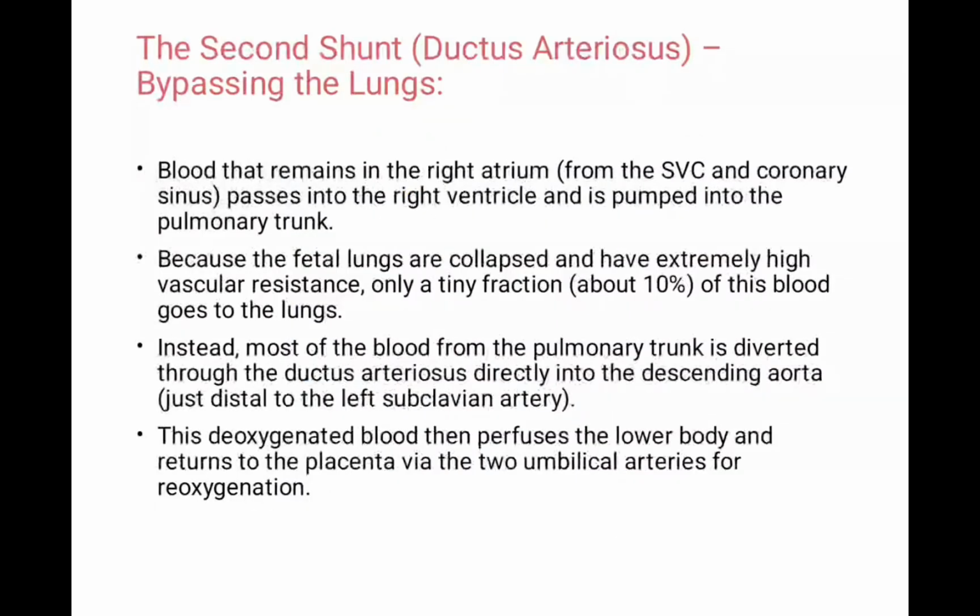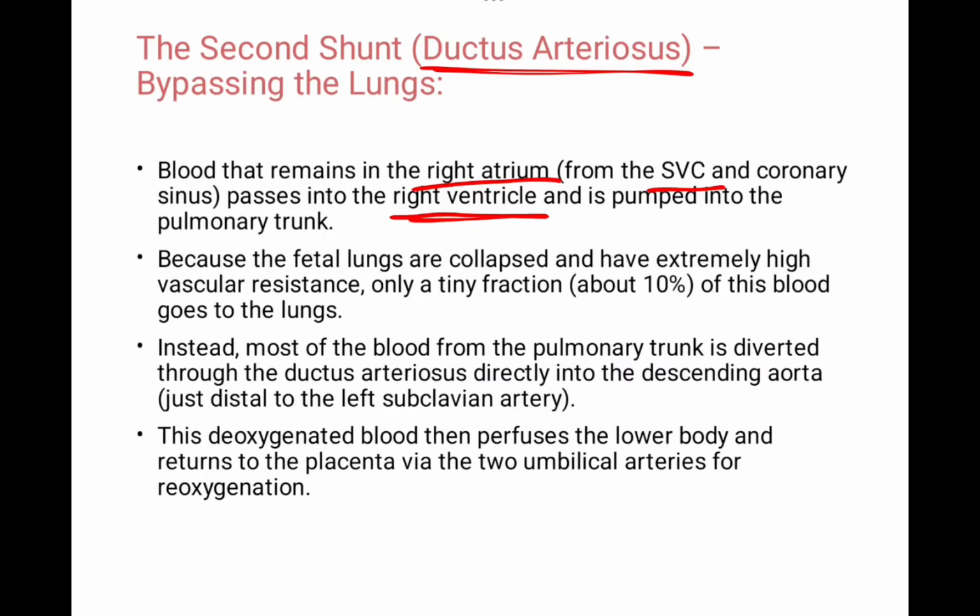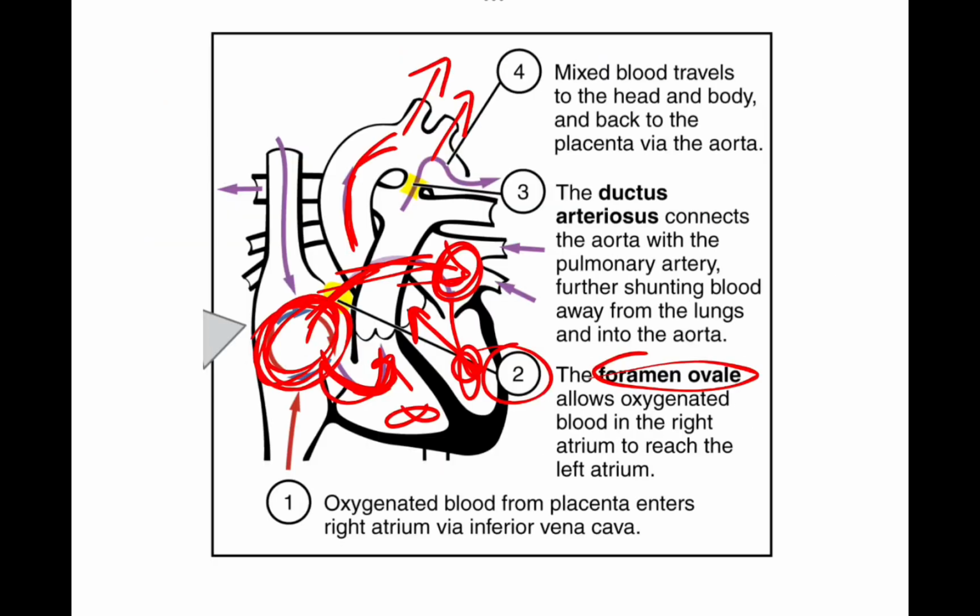So the second shunt is the ductus arteriosus. The ductus arteriosus is bypassing the lungs. Now blood that remains in the right atrium from the superior vena cava, which is poorly oxygenated, and the coronary sinus now passes into the right ventricle. Remember we said a little amount of blood, which is what we're talking about now, passes into the right ventricle and is pumped into the pulmonary trunk. This is the pulmonary trunk.